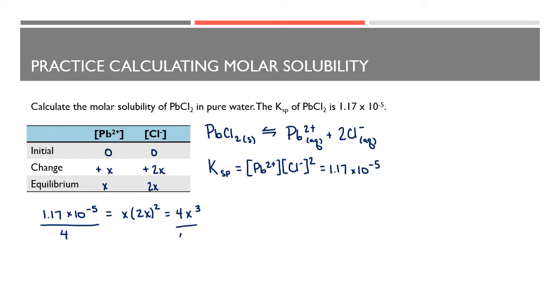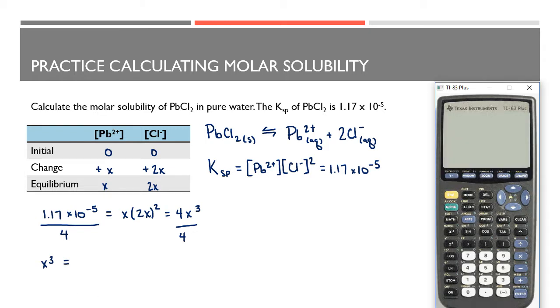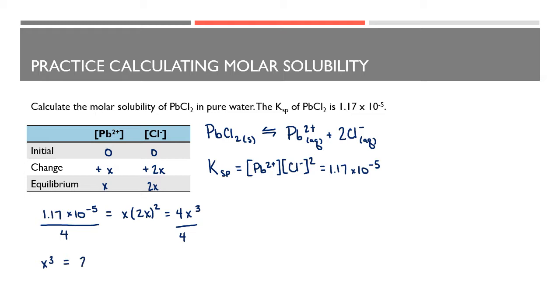I'm going to divide both sides by 4 so that x cubed is by itself. And then I'm going to bring up my calculator here and take 1.17 times 10 to the negative 5th and divide that by 4 to get my x cubed. My x cubed is 2.925 times 10 to the negative 6th. So to find x, I want to take the cube root of this.